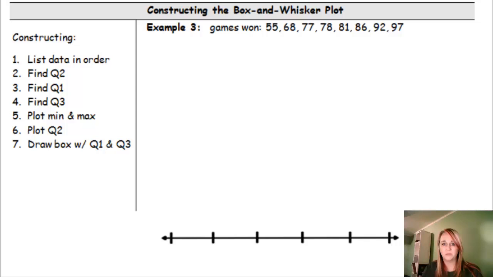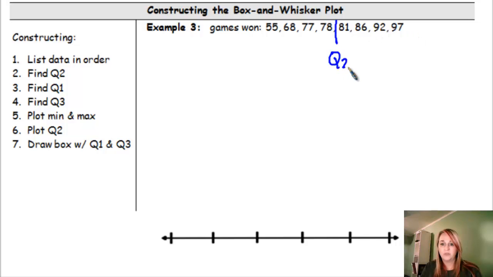Let's construct the box and whisker plot. In order to do that, you have to first figure out all your 5-number summary. So let's figure that first, and then I'll show you how to construct it. We have 1, 2, 3, 4, 5, 6, 7, 8 data values.